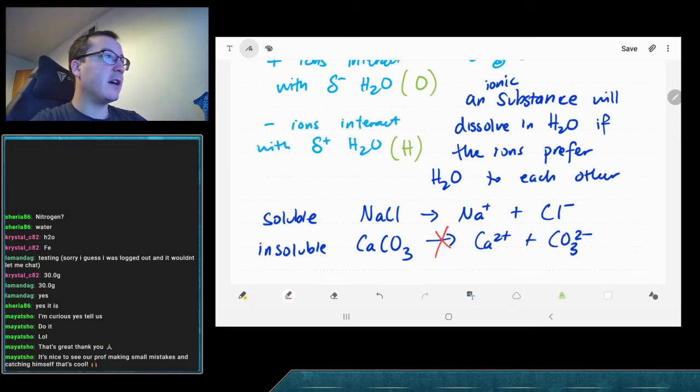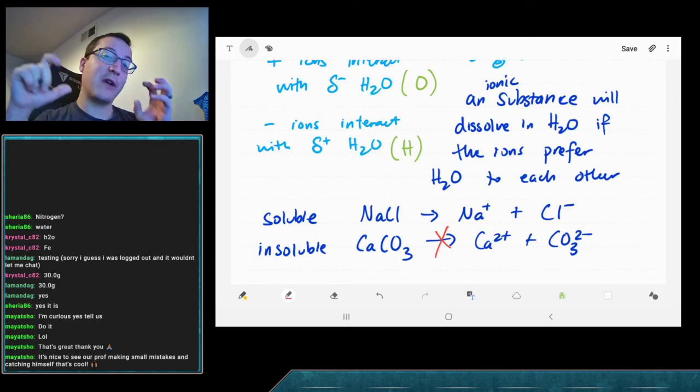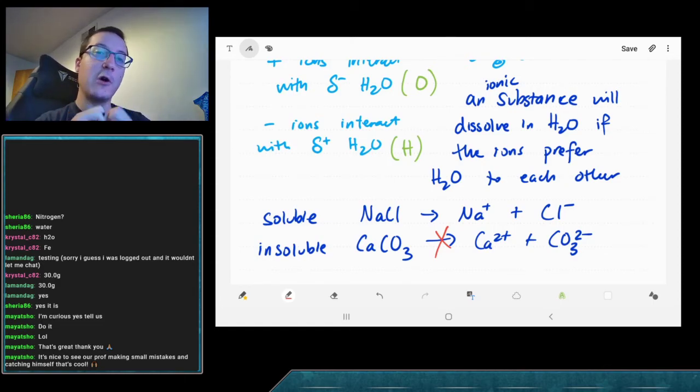Because the calcium ions really like the carbonate ions. They like them so much that the water is not going to be able to split them apart. So it all comes down to the attraction of the ions to each other. Are they attracted enough that they can overcome water interacting with them? If something is soluble, the water is strong enough to break them apart. If it's insoluble, the ions prefer to stick together. That's kind of physically what's happening here.